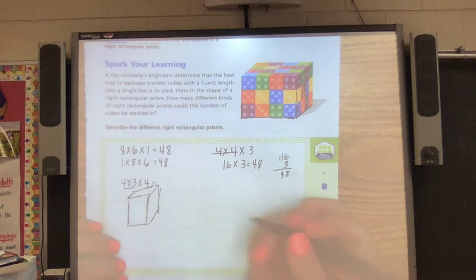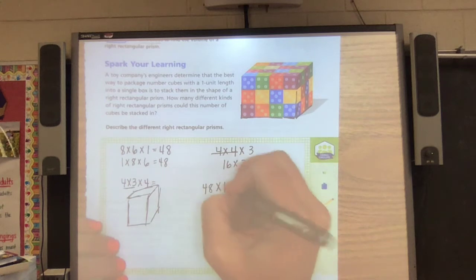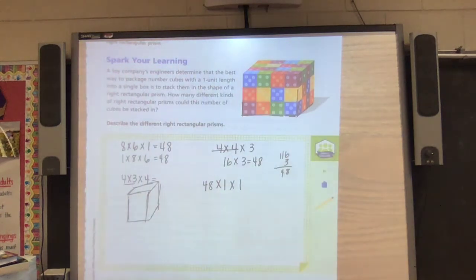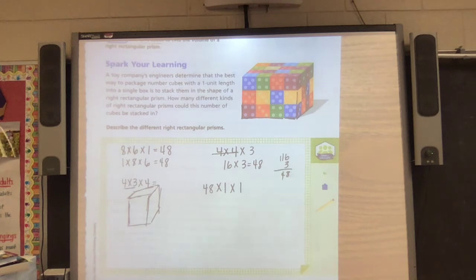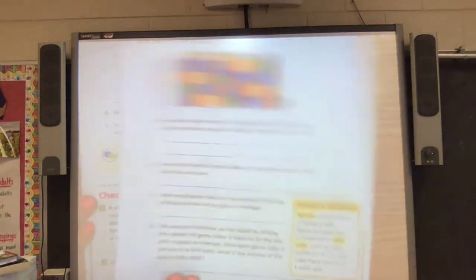And I want you to just think of all the different things. I mean, technically you can do 48 times 1 times 1. Now that's going to take up a lot of space, but 48 long, 1 wide, and 1 tall, yep, it'd be 1 long line of boxes. But technically, it is a right rectangular prism. So, see how many you can come up with for this. Alright, let's turn the page.